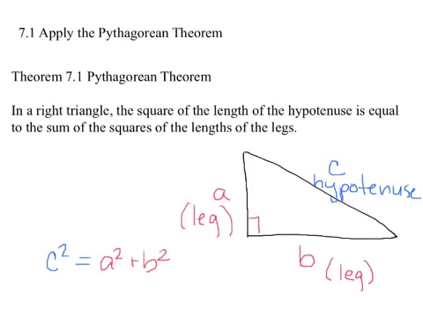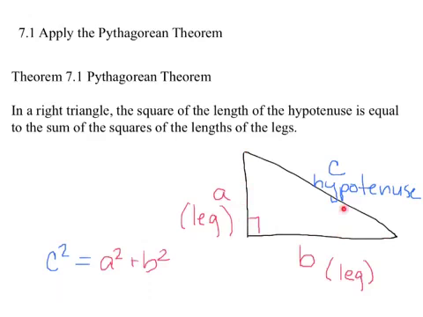Chapter 7. We're on section 7.1 today, applying the Pythagorean theorem. Our first theorem is called the Pythagorean theorem. We use it all the time, so it's sort of a review. In a right triangle, the square of the length of the hypotenuse is equal to the sum of the squares of the length of the legs.